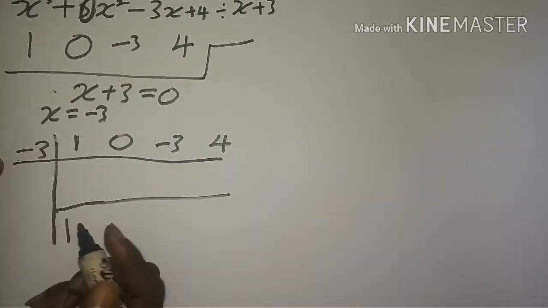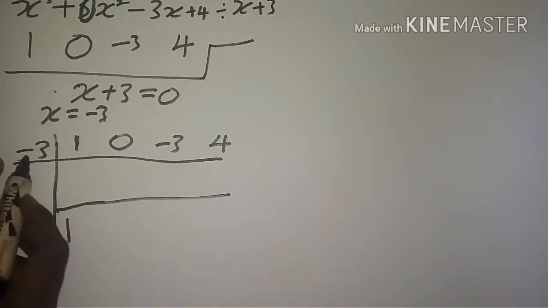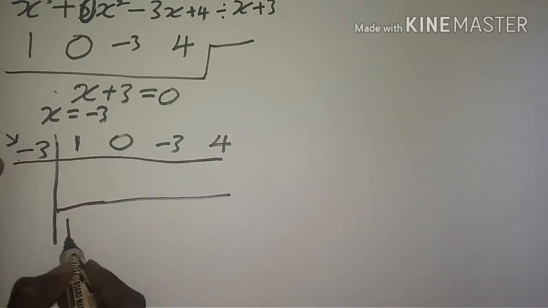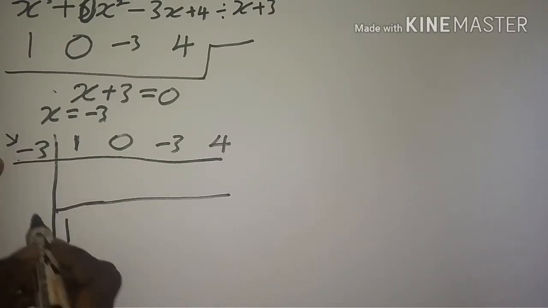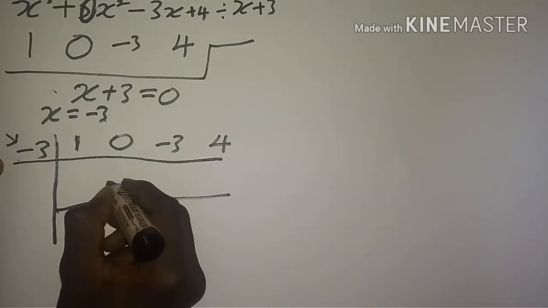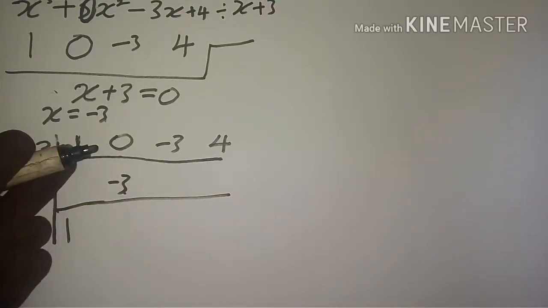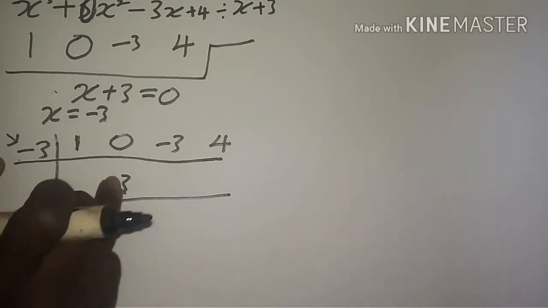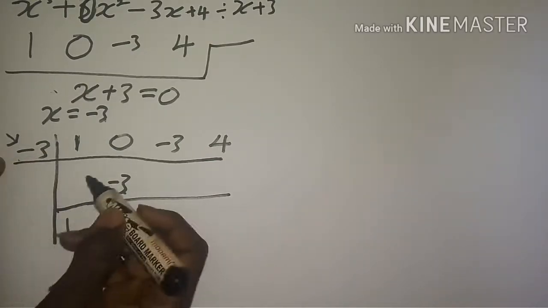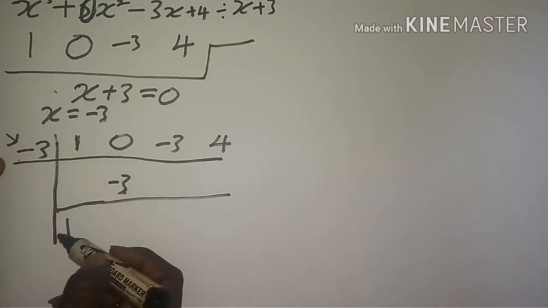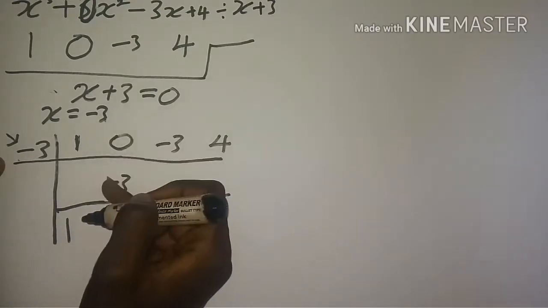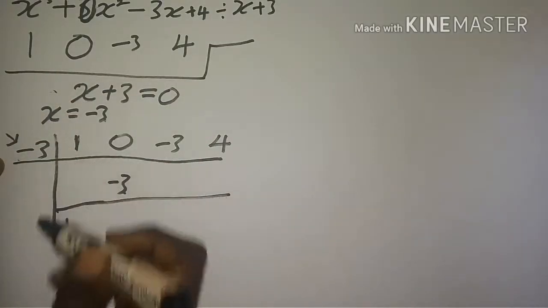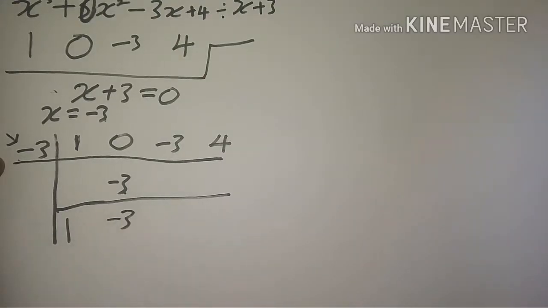When you take it down, the next thing you want to do is multiply this by 1. -3 multiplied by 1 is -3. That's what you put here. You take the 1 down first, then you put what you multiply. When you multiply this and this, you put the answer here. That is -3 times 1 is -3. Then the one that is here, you add them together. 0 plus -3 is -3.